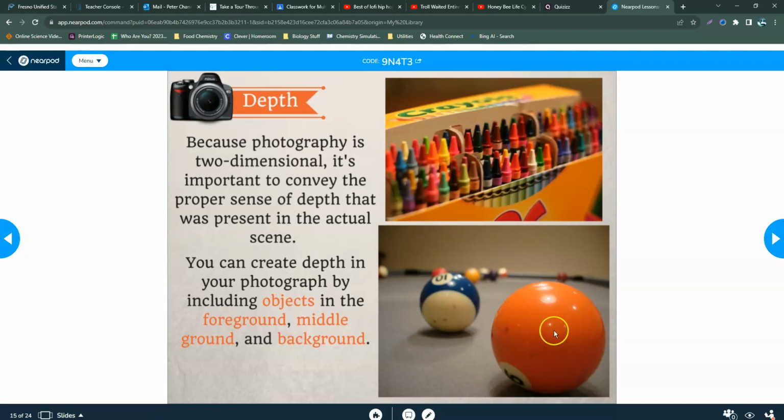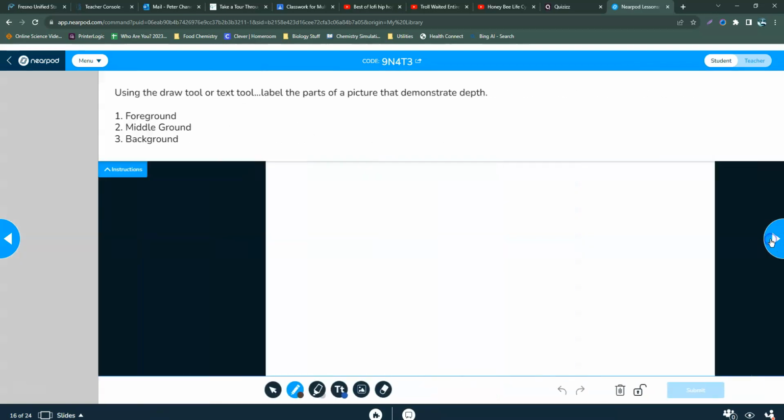Pool table a little better. Big orange ball right in our face, that's the foreground, very obviously. And then we move deeper into the picture, the 10 ball is in the middle ground, and then beyond these two we have the balls in the background. So that's the element of depth.